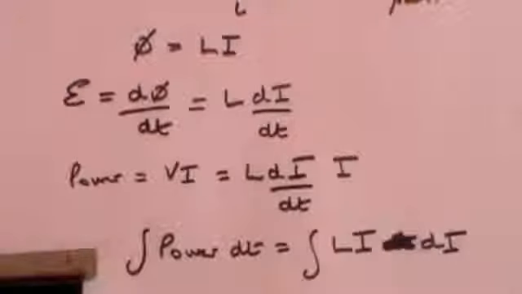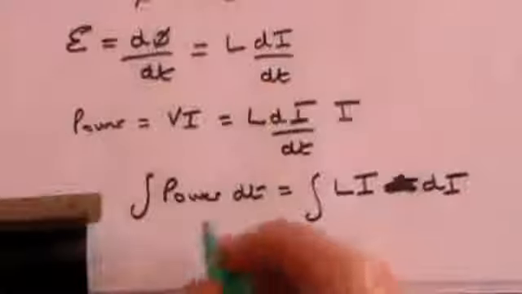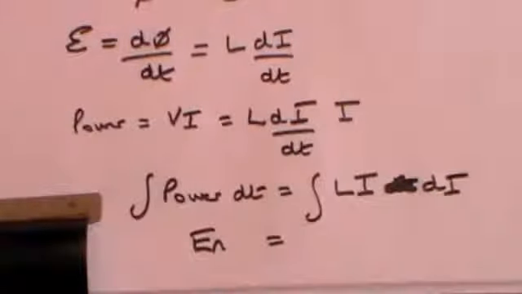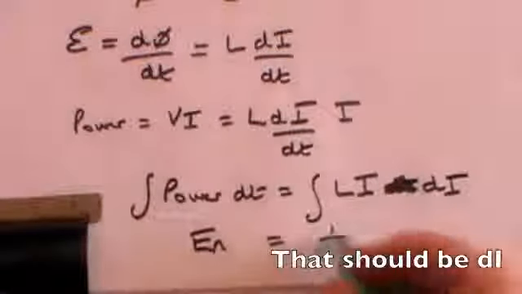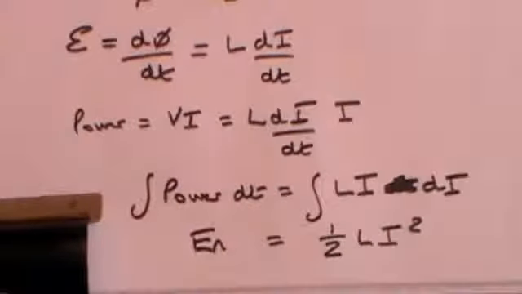and if we do the integral we will find that of course power times time, well that's just energy, so that's the energy in the magnetic field is the integral of L i di, which is of course a half L i squared. So that's the energy stored in the magnetic field which is associated with the solenoid or inductor.